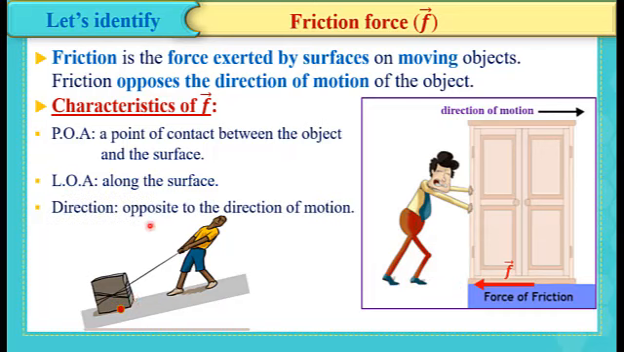The direction is opposite to the direction of movement. Here the direction of motion is toward the right, so the friction will act opposite to this direction, so the friction will be to the left. Here the direction of the man is upward to the right, while the friction will be downward to the left. Always the direction of the friction is opposite to the direction of motion.